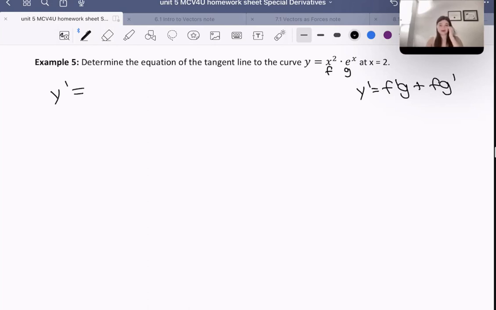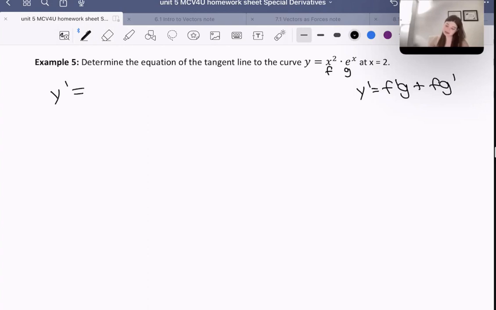Now, if you need a reminder, and if that wasn't a good enough explanation for the product rule and how it works, there is a whole video on the product rule, but that is as much detail as I'll go into here. All right, so now let's find out what the derivative is.